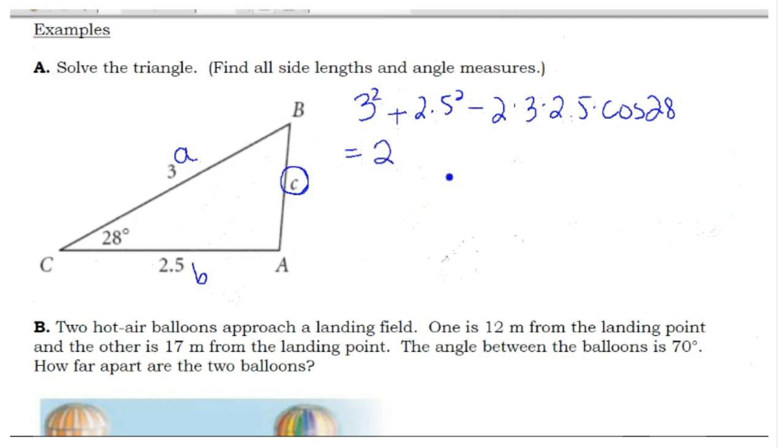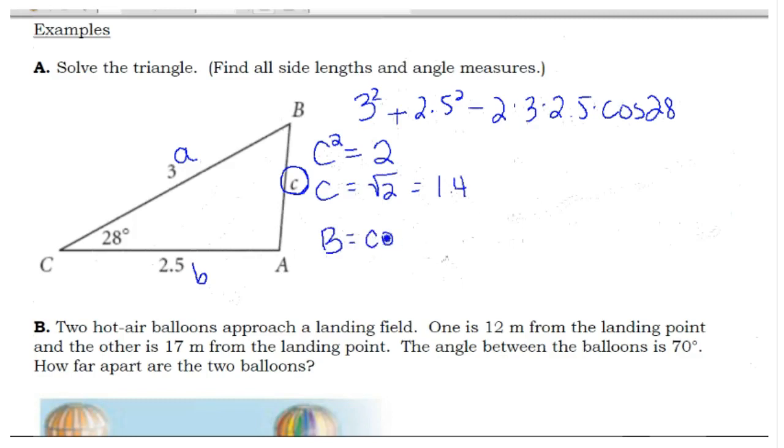Now this is not the answer to the length of this side. Up above, notice that the formula solves for C squared, not for C. So to get C, we have to do the square root. The square root of 2 is 1.4. Now that we have side C, we can use one of the angle formulas to find the measure of angle A or angle B. I'm going to go with angle B.